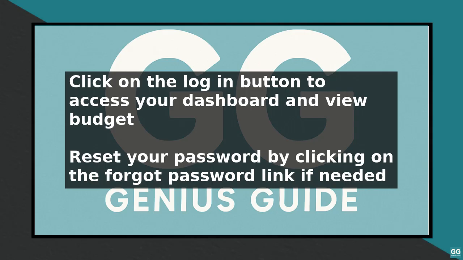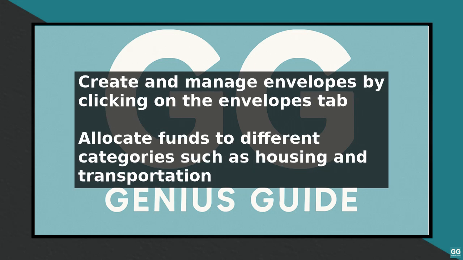After logging in, you will be taken to your dashboard where you can view your budget and manage your envelope system. The envelope system is a way of allocating funds to different categories, such as housing, transportation, and entertainment.